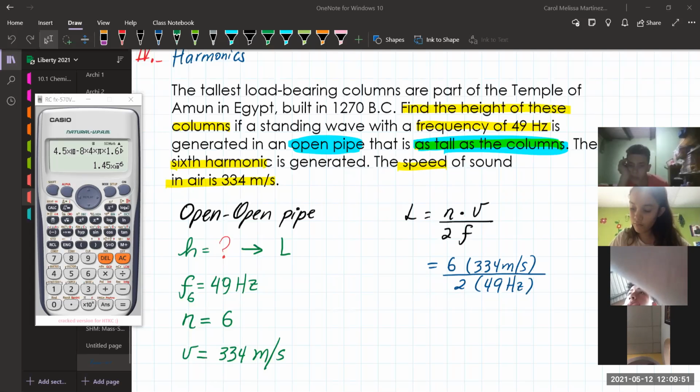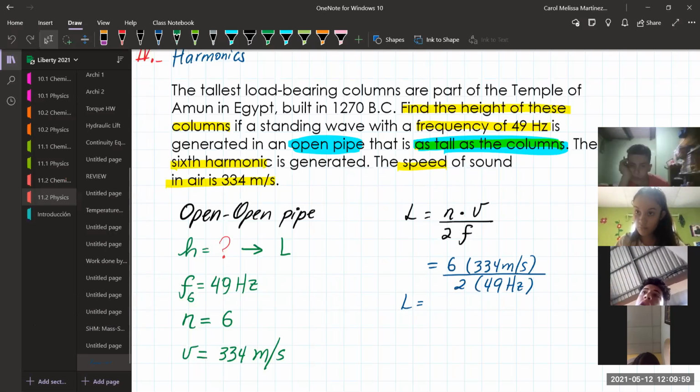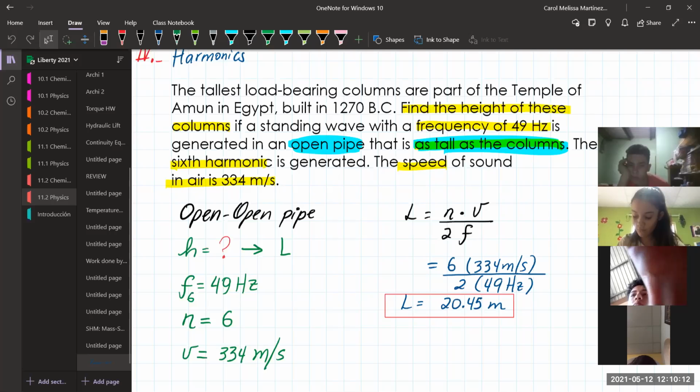How much is this? 20.45 meters. And with this, you solve the problem.